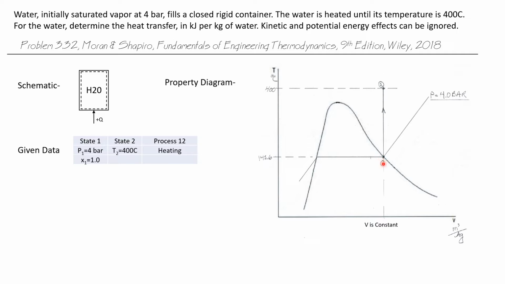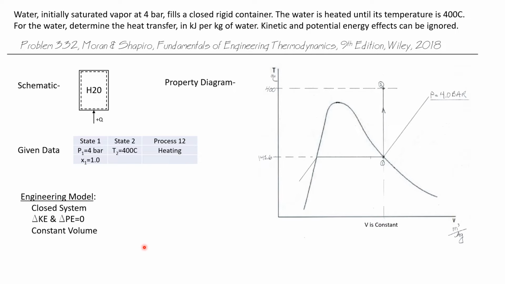And state 1 is a saturated vapor, so it's right here on the right side of the vapor dome at a pressure of 4 bar. So our 4 bar pressure line goes up to the right, always being horizontal underneath the vapor dome. And so state 1 is at 4 bar, and it's a saturated vapor. Now, when this is heated, having a constant specific volume, or this is a constant volume process for a closed system, the process is going to follow this vertical line up to state 2, which is at 400 degrees C.